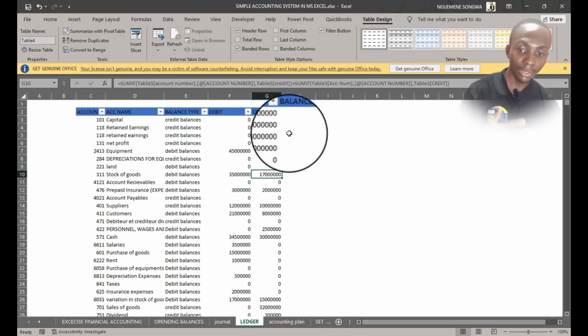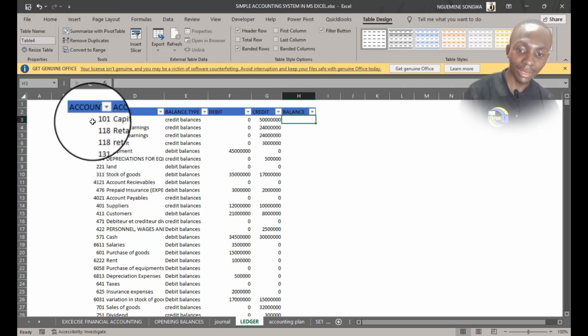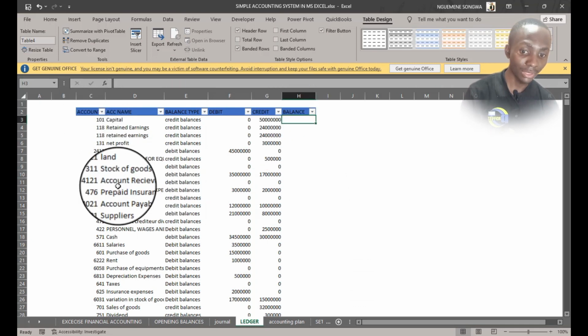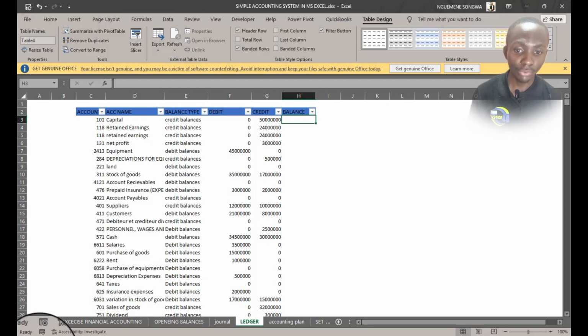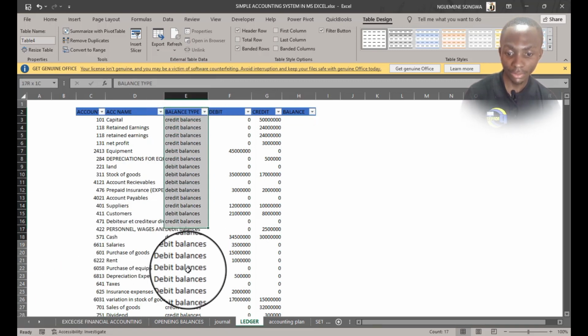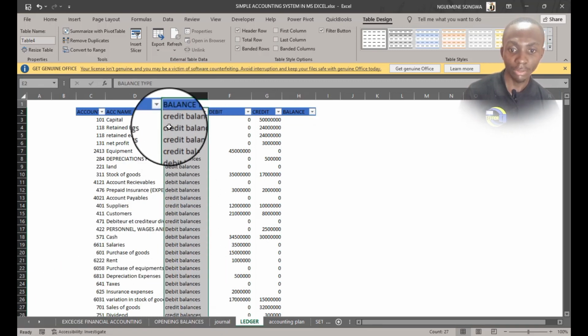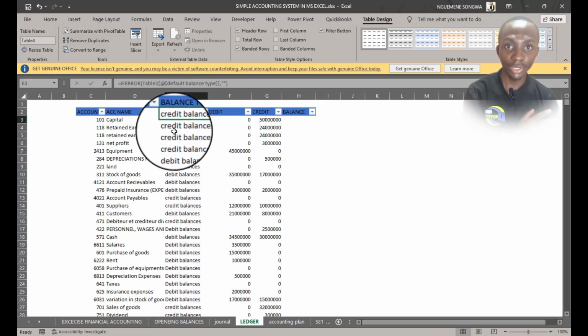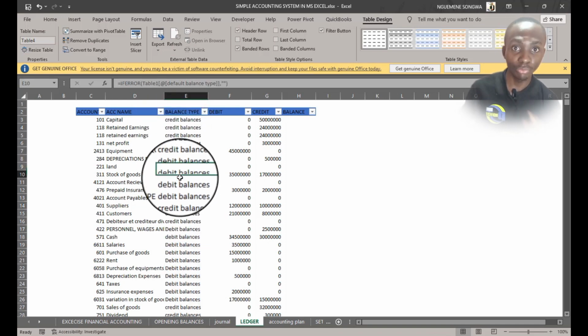So instead of me checking one by one which one should be debit minus credit and which one should be credit minus debit, which is going to be stressful, I then had to bring up this column for the balance type. Any balance type that is credit balance, we should do credit minus debit. Anyone that is debit balance, we should do debit minus credit.